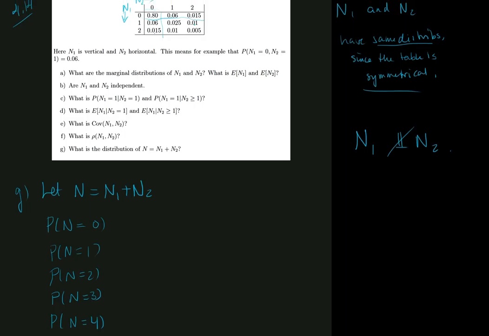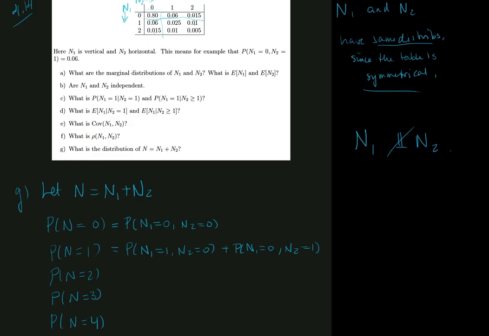Well, the way we do this is we consider when N is equal to 0. So what do N1 and N2 have to be for N to be equal to 0? Well, N is equal to 0 if and only if N1 is 0 and N2 is equal to 0, right? So when is N equal to 1? Well, there are two cases. Either N1 is equal to 1 and N2 is equal to 0, or N1 is equal to 0 and N2 is equal to 1.